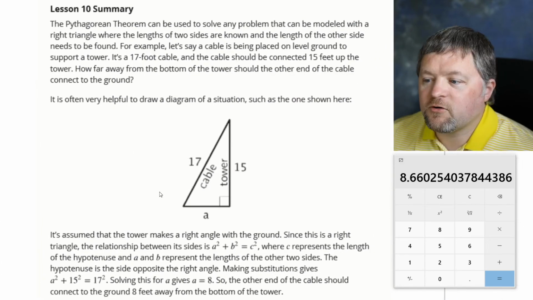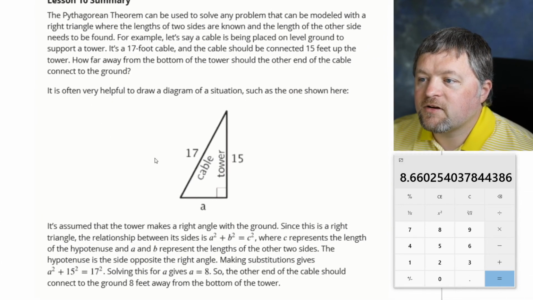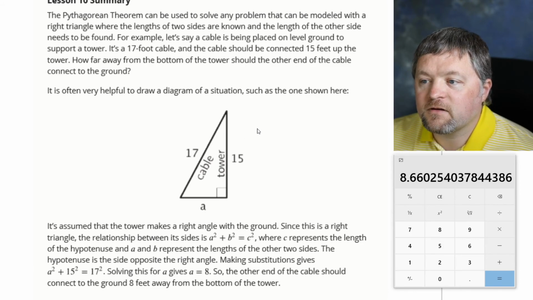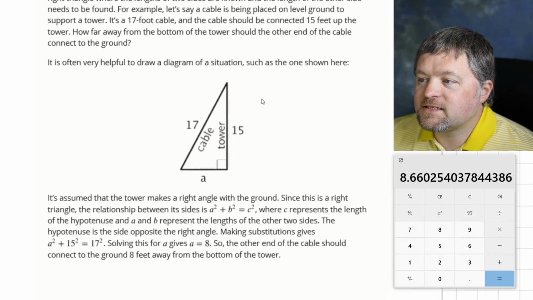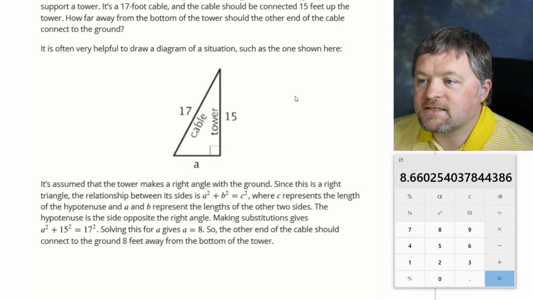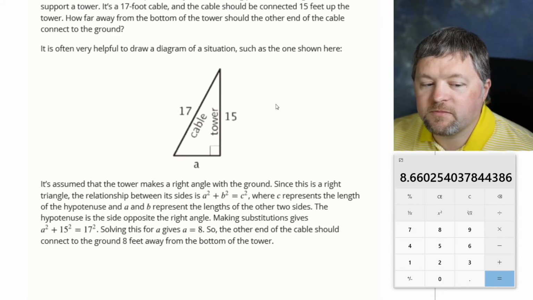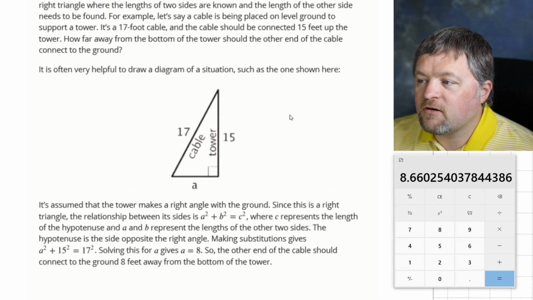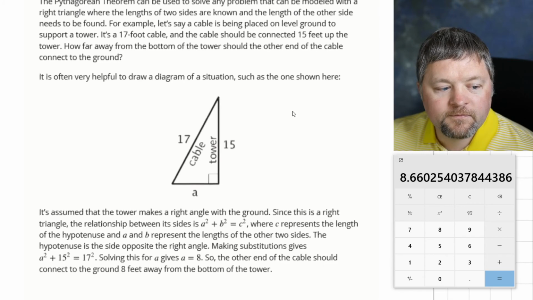Okay, our summary for this lesson. The Pythagorean theorem can be used to solve any problem that can be modeled with a right triangle, where the lengths of two sides are known and the length of the other side needs to be found. For example, let's say a cable is being placed on level ground to support a tower. It's a 17-foot cable, and the cable should be connected 15 feet up the tower. How far away from the bottom of the tower should the other end connect to the ground?